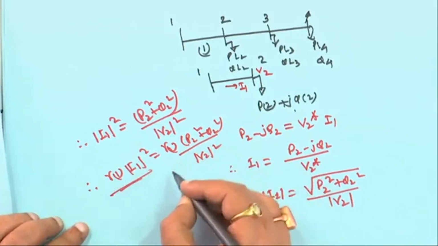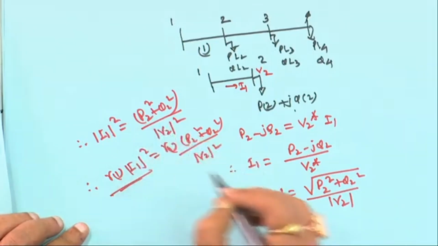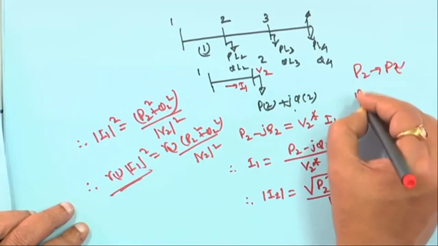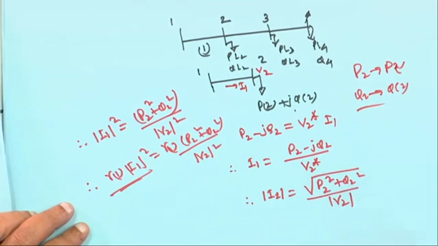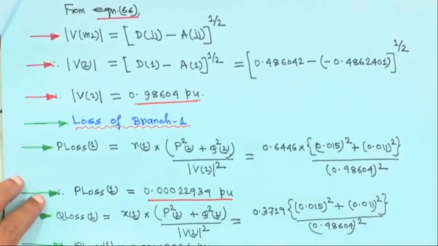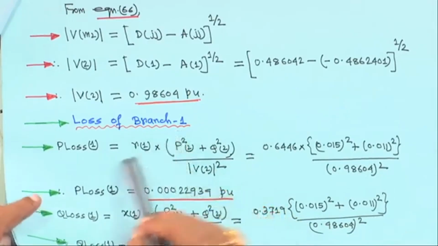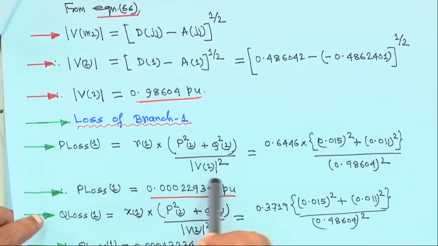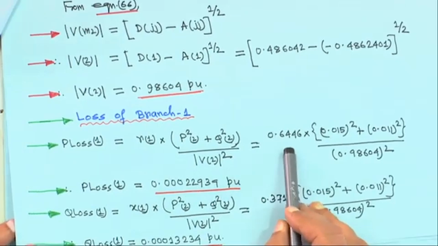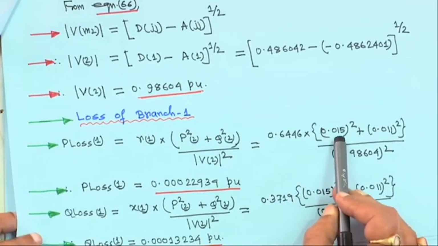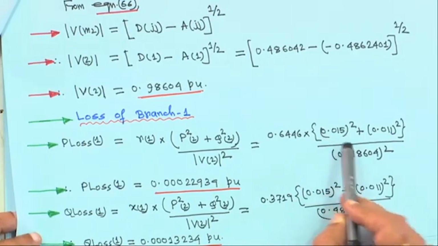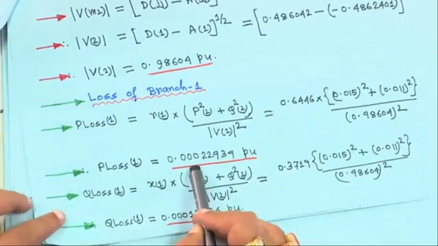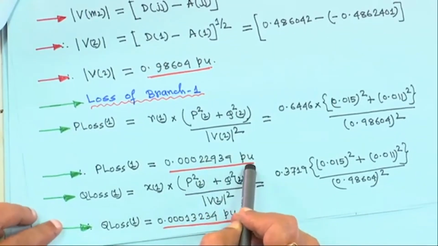Similarly, if you multiply with X1 with this term, then that will give you reactive power loss. Here, P2 means this bracket P2, Q2 means this bracket Q2. Therefore, when you compute the loss of branch 1, P loss 1 is equal to R1 into P2 square plus Q2 square upon V2 magnitude square. So, R1 is 0.6446 into P2 is 0.015, first iteration is going on, plus 0.011 square divided by 0.98604 square. So, P loss 1 will be 0.000222939 per unit.